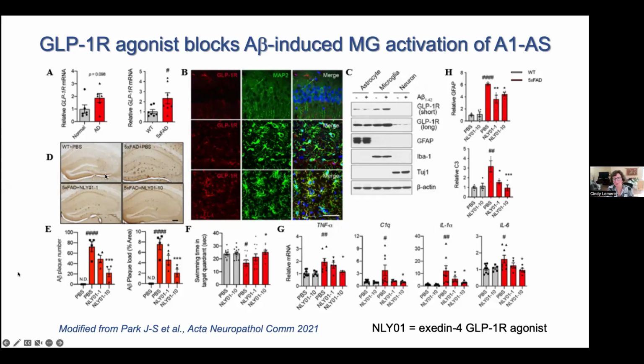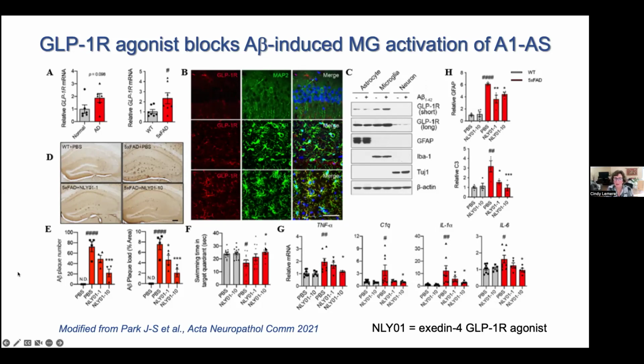agonist called exendin-4, and found that it reduced plaques in the 5XFAD mouse model, and it did it in a dose-dependent fashion shown here. This is a little bit controversial. Other groups that have used other GLP-1R agonists have not seen plaque reduction. This group did see it.